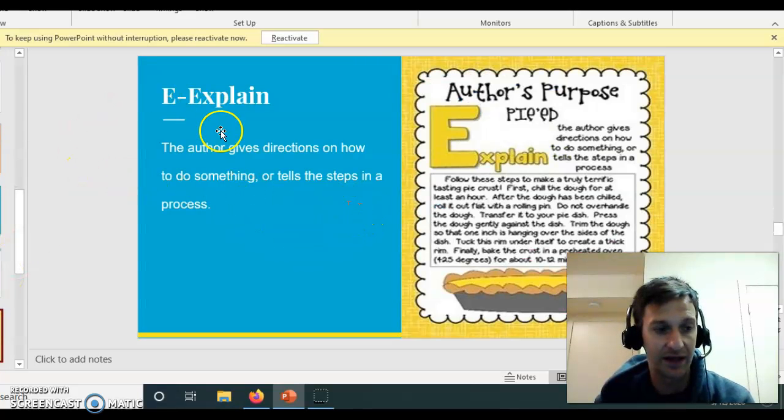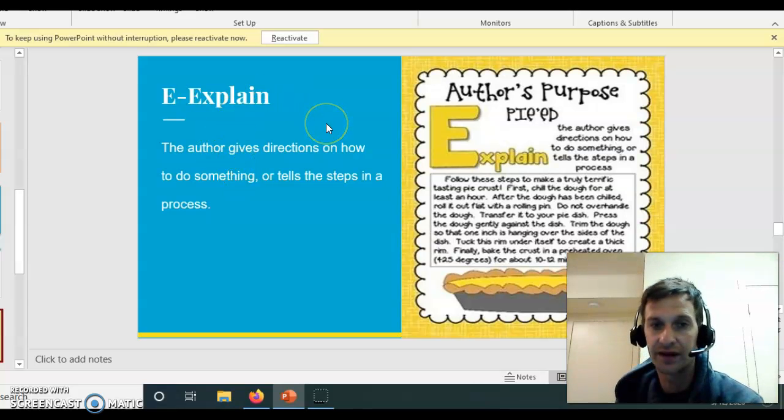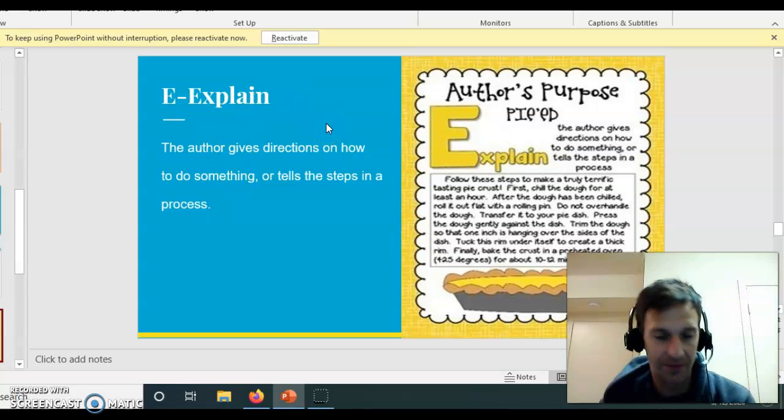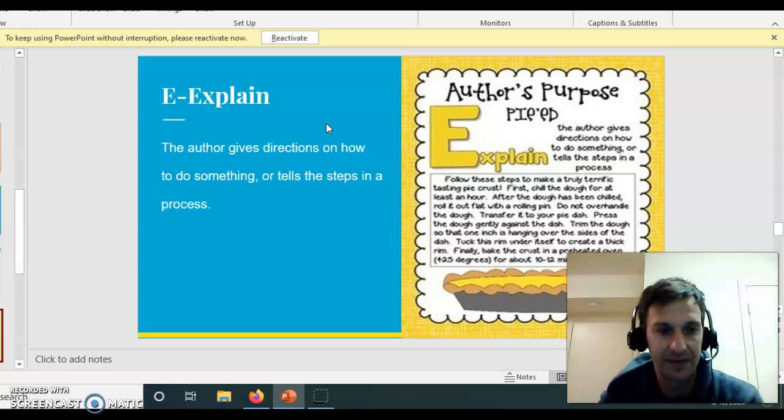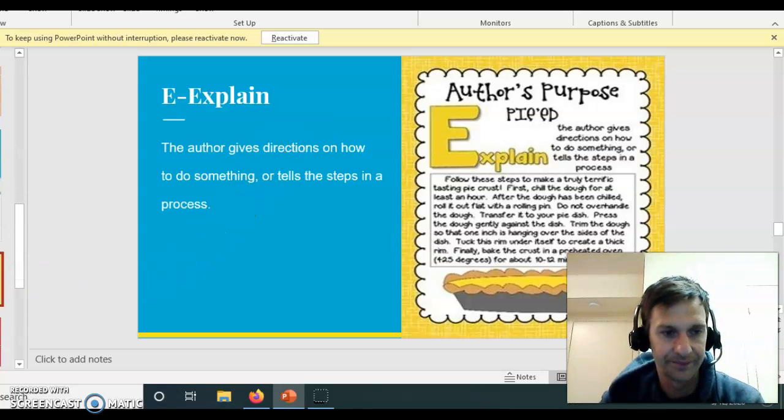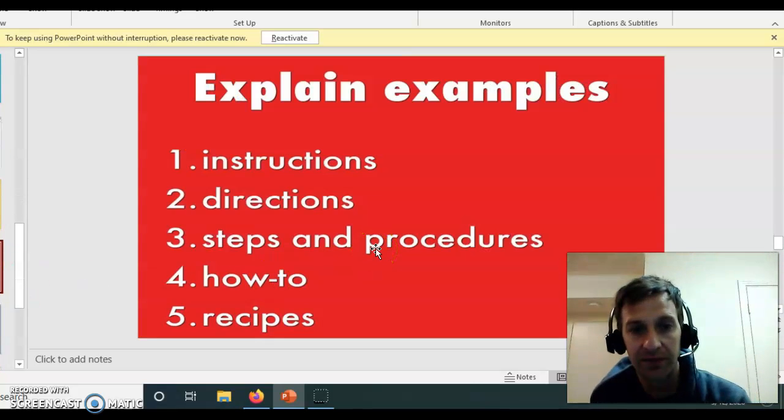And then explain. The author gives directions on how to do something or tells the steps. Alright, so think about a recipe. He's giving you directions. He's telling you specifically how to do something. Some examples to explain would be instructions, directions, steps and procedures, how-tos, recipes.